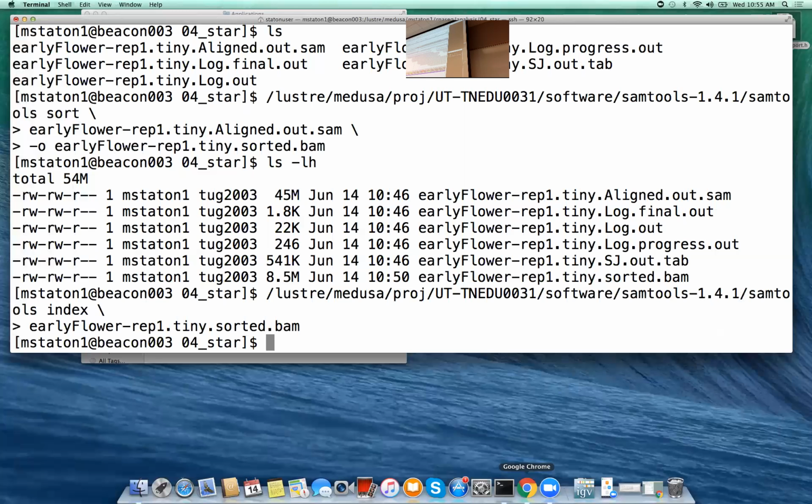So I like this program for looking at data. There's also Tablet. There's a couple others.